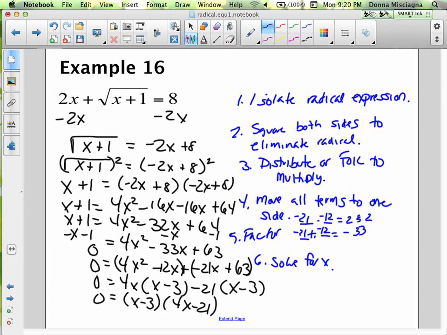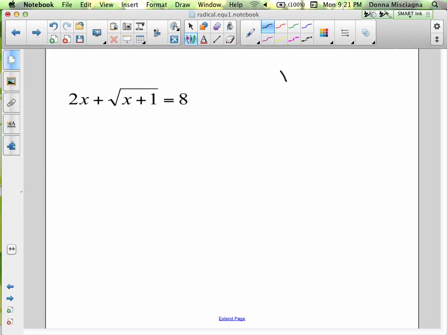Now let's solve. All right, let's solve over here. So if we have x minus 3 equals 0, x equals 3. And on the other one, it was 4x minus 21. So we have 4x minus 21 equals 0. We'll add 21 to both sides. 4x equals 21, and then divide by 4. So that doesn't reduce. x equals 21/4. All right, so let's check our two solutions there, 3 and 21/4. So x equals 3, x equals 21/4.